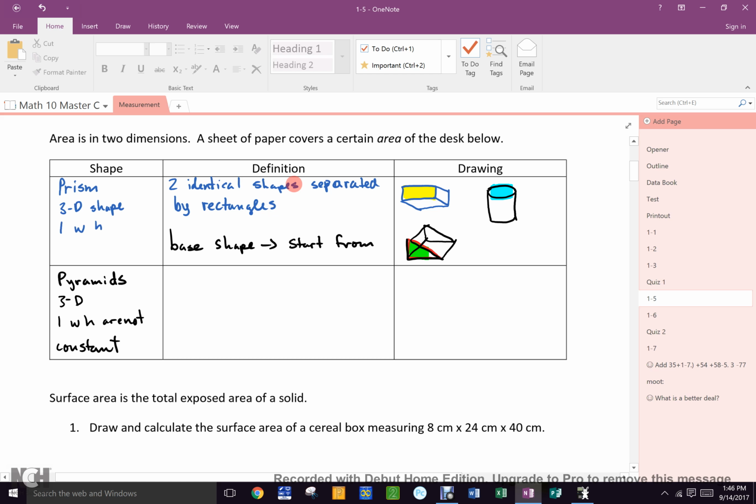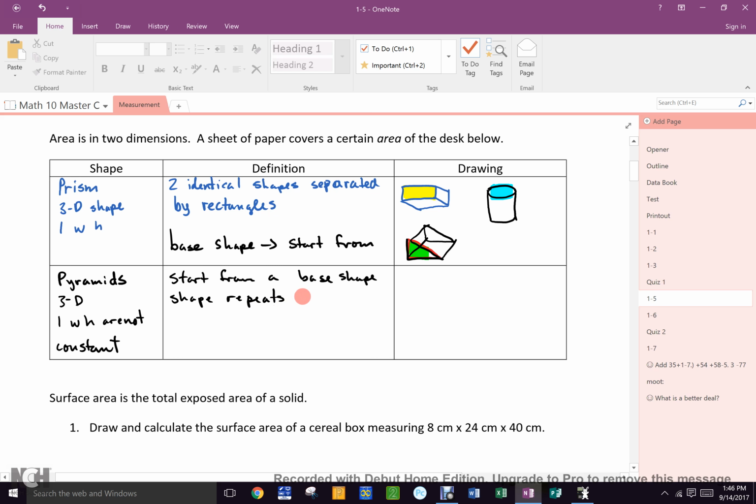You with me? How would that work with a pyramid? Does it start from a base? Yes. Excellent. But then what happens to it? Does it repeat? No. Yeah, and it gets bigger. Bigger? Depends where. Right. It depends on the direction we go. So we still start from a base shape. That shape still repeats.